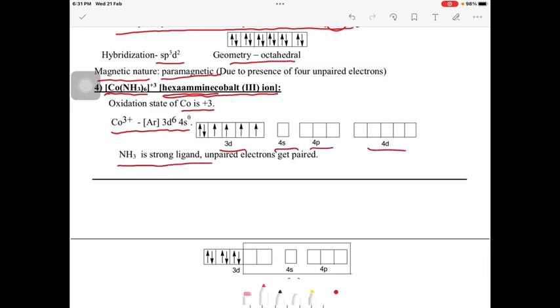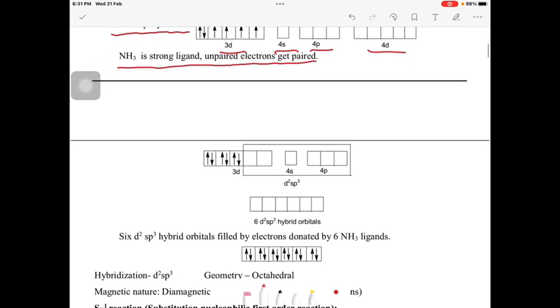So NH3 is a strong ligand, unpaired electrons get paired. Electrons enter into various atomic orbitals against Hund's rule. So pairing takes place first. Then the empty orbitals: 2 d orbitals, 1 s orbital, 3 p orbitals, d2sp3. Total 6 hybrid orbitals. What are those?